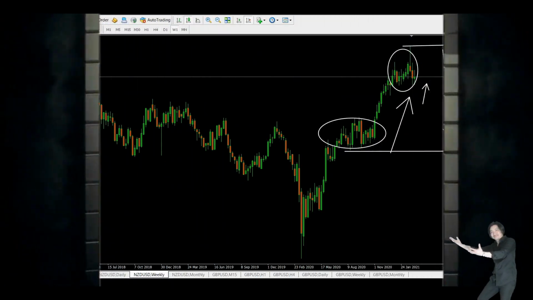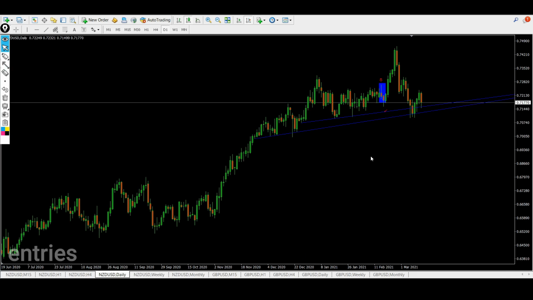Alright, so let's talk entries. Alright, so this is a daily chart. Last week we were talking about these 2 trend lines from this pivot to this pivot, and this pivot to this pivot. Now we wanted some compact price action to be respected at these 2 trend lines. Now at this point, this trend line up here has been broken out, so this is obsolete. However, this bottom trend line has been respected.